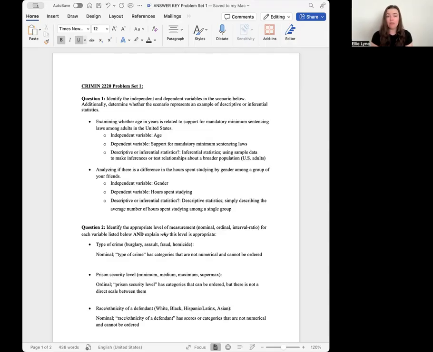So let's start off with question number 1. Identify the independent and dependent variables in the scenario below. Additionally, determine whether the scenario represents an example of descriptive or inferential statistics. And so starting off with our first bullet point here, examining whether age in years is related to support for mandatory minimum sentencing laws among adults in the United States.